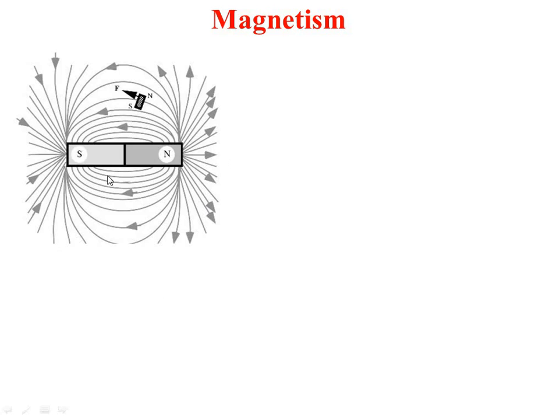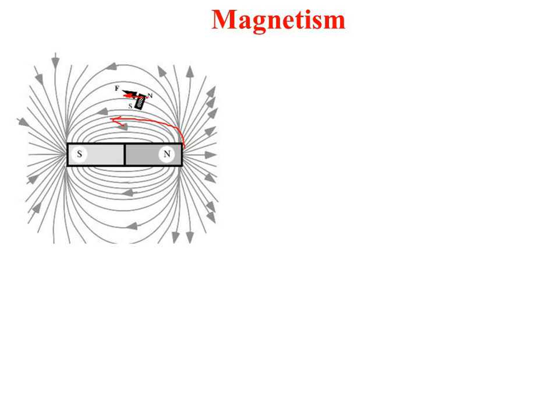So you can see that the field will always start at a north and end at a south. So the field will be in this direction, and if you put a small magnet in this direction, it will start exhibiting force from this end, and the south pole will try to attract the north pole towards south, and the south will get attracted towards north.